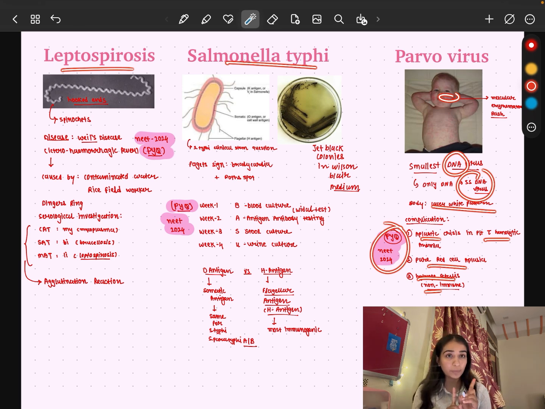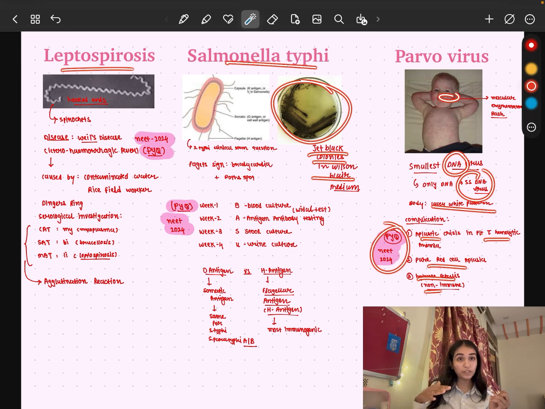So again, leptospirosis, spirochetes, Salmonella typhi is your bacteria, which is gram-negative bacteria. Usually all the culture medias of Shigella and Salmonella typhi are same, but very characteristic of Salmonella typhi is your Wilson-Blair medium, which produces jet black colonies. Remember, jet black colonies. And again, so your week 1, week 2, week 3, week 4.